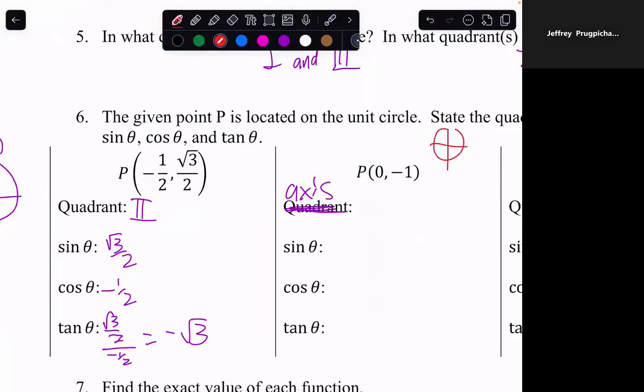Okay, so 0, -1 would be directly downward. So it's on the y-axis. If you said negative y-axis, that's great, even more specific. Sine, the y-coordinate, -1. Cosine, the x-coordinate, 0. Tangent, y over x, so that's undefined.